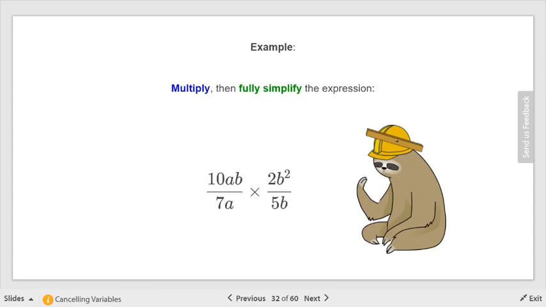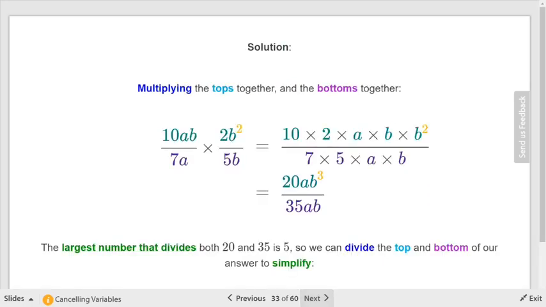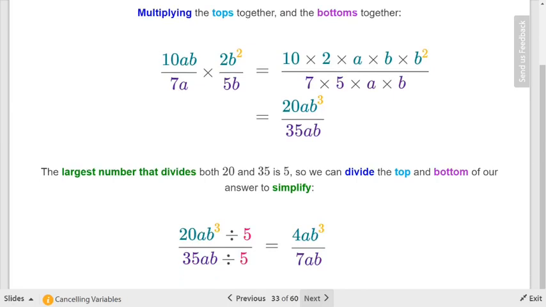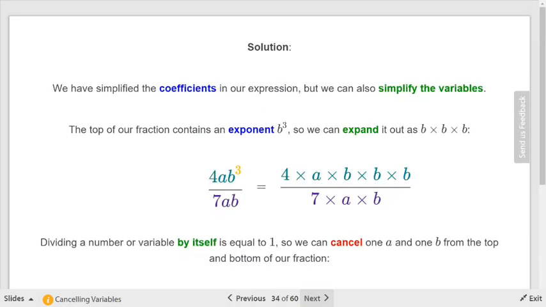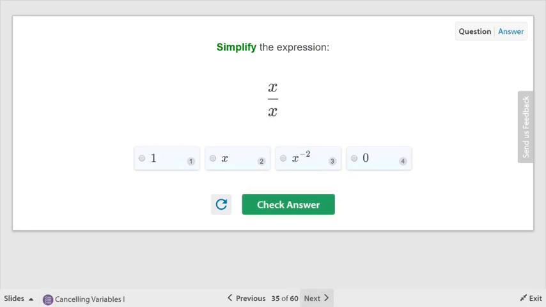Okay? You're going to get lots of practice working with those, so you'll be good. They just went through it. You'll see what they did was they multiplied everything straight across, and then they started dividing things out. But look at how big the numbers got. 20ab to the third over 35ab. So be careful. Learn to simplify first. It's really going to make your life easier.